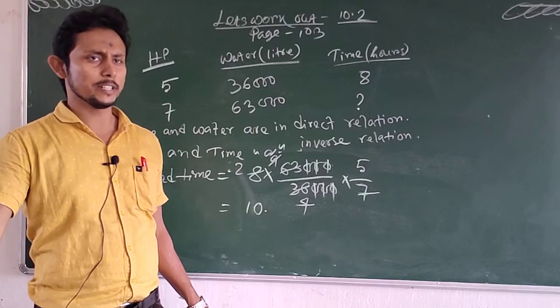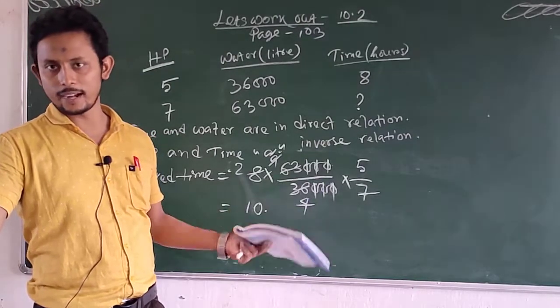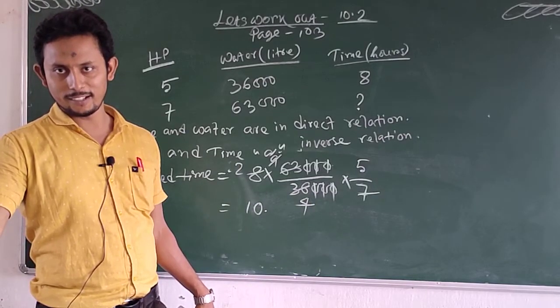Why? Because in mathematics, if 2 lines are written there, that means what is in the upper line will be the down line.